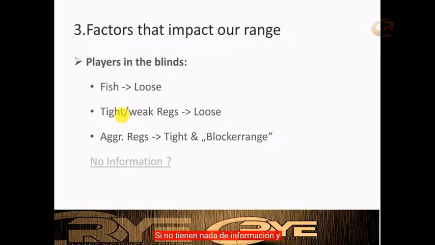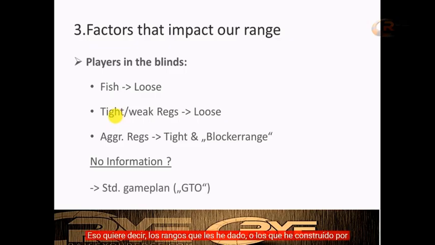If you have no information at all and they are all unknowns, it's very likely that they are recreational players. Then just stick to your standard game plan here, quote unquote GTO. That means the ranges I constructed for you are basically close to GTO, so people can hardly exploit you.